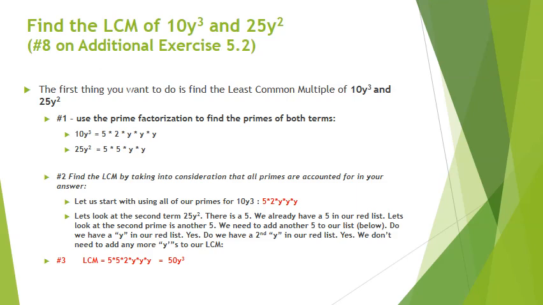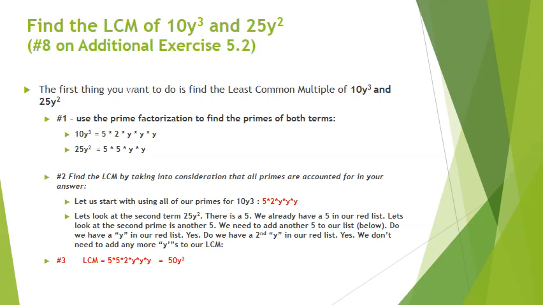Okay, so if you look on your homework assignment on 5.2, we have 10y to the third power and 25y to the second. This is actually number 8, so I want to give you the answer on this and help you get through that, because this one is probably the most difficult one to work on here. So the first thing that we want to do before we do anything else is list our terms. 10y to the third and 25y squared.